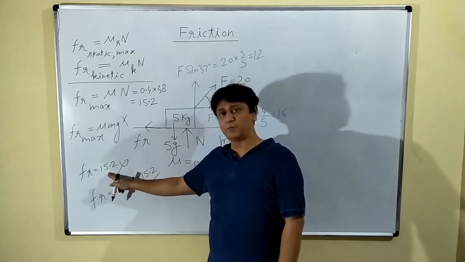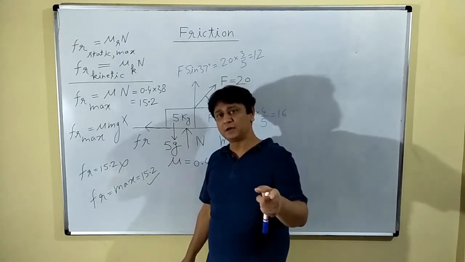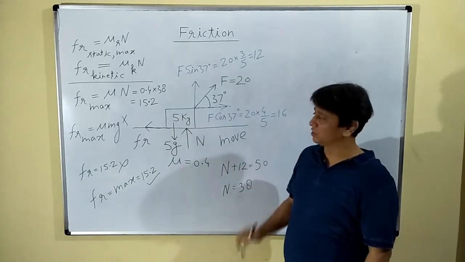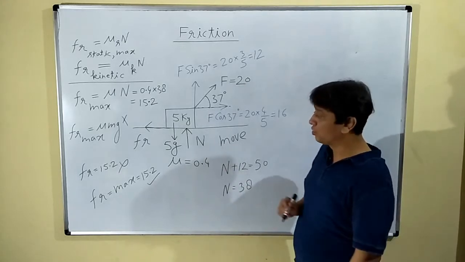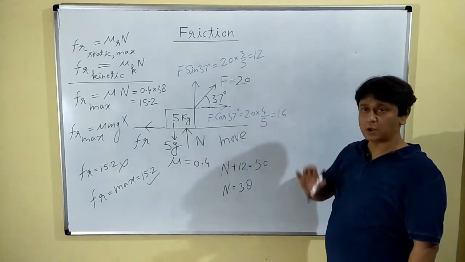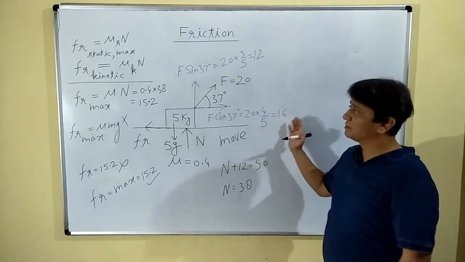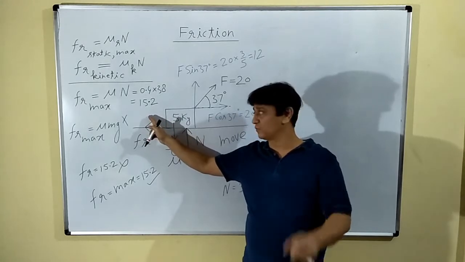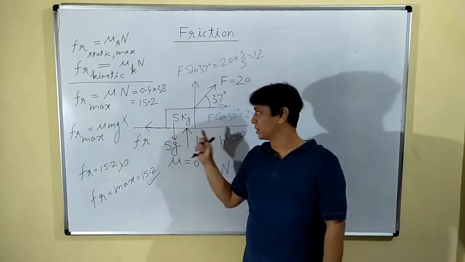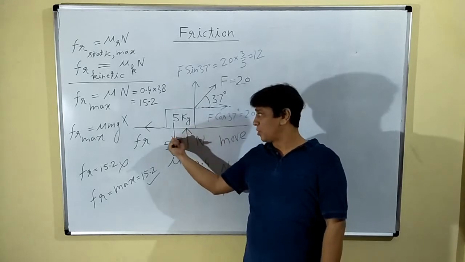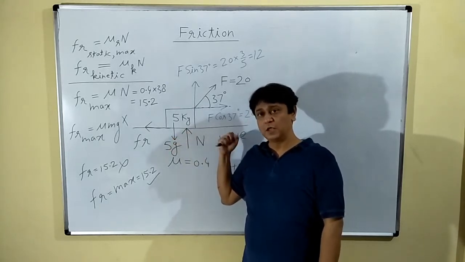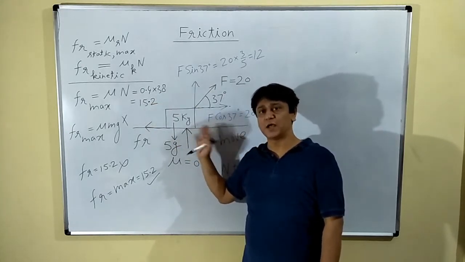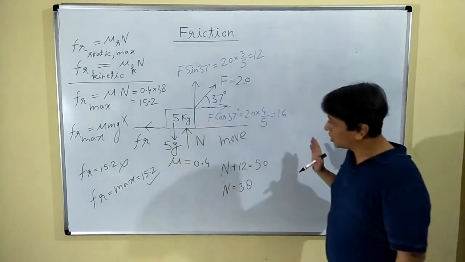When we wrote this 15.2, we did not even decide whether the body is moving or not. Before you decide value of friction, you need to go for what? You need to go for whether this thing is moving or not. 16 ज़्यादा है किससे? 15.2 से. And therefore, there is no way you can keep this body at rest. If body is moving, तो जितना मैक्सिमम फ्रिक्शन है वो पूरा का पूरा यहां पर लग जाएगा. And that's how you can solve this question.